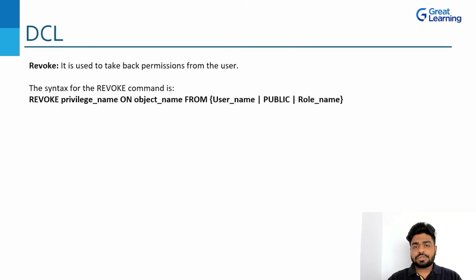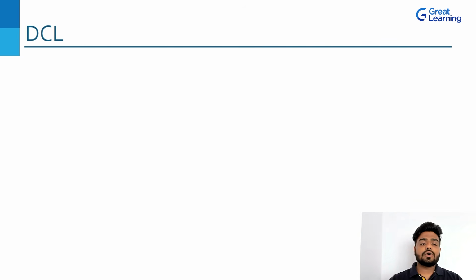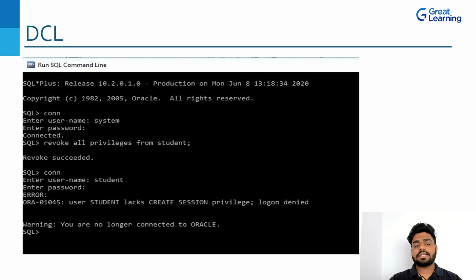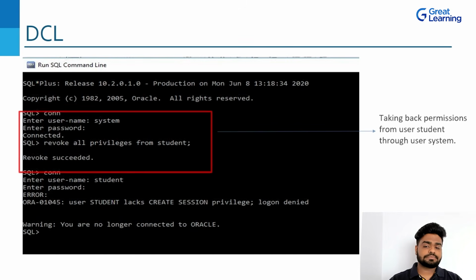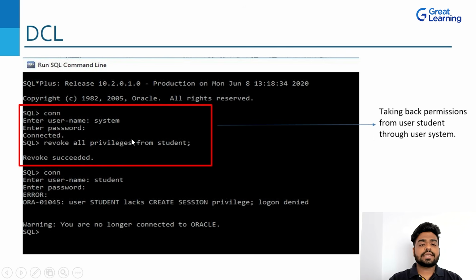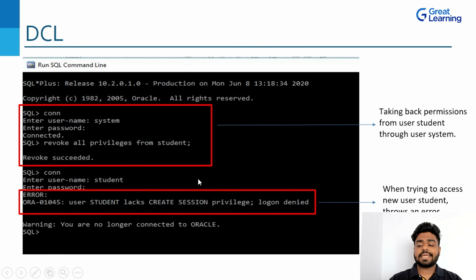Okay. Now this was all about grant, but what is revoke? Revoke is taking back. It's just like grant, but the opposite. Revoke will take all the accessibility from your connection. So now what we will do here is, you can see I've connected to system and I'm revoking all privileges from student. Okay, revoke succeeded. What I have done here basically is taken the privilege from student. Now it won't be able to create anything.